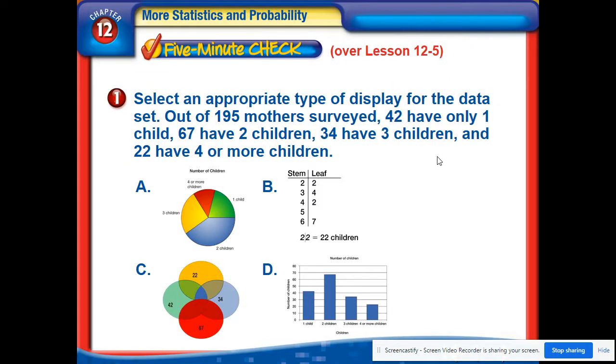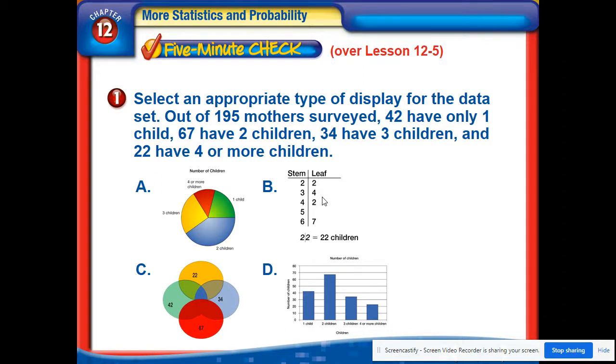Let's try a couple more. Select: out of 195 mothers, 42 have only one child, 67 have two, 34 have three, and 22 have four or more children. So there's not an overlap situation going on here because none of that overlaps. You either have those or don't. So that's not good. So this one's not good.